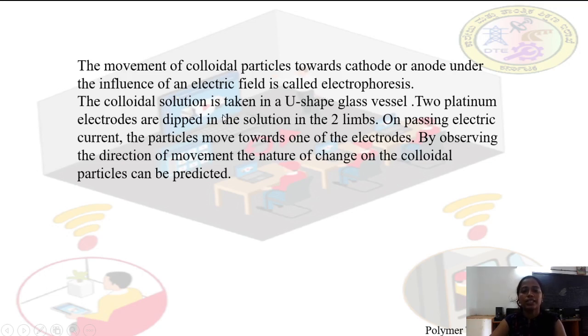The colloidal solution is taken in a U-shaped glass vessel. Two platinum electrodes are dipped in the solution in the two limbs. On passing electric current, the particles move towards one of the electrodes. By observing the direction of movement, the nature of the charge on the particles can be detected. So by observing the movement of the colloidal particles, we can predict their charge.